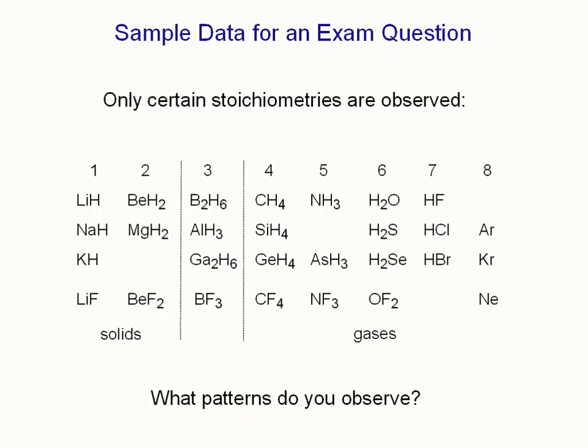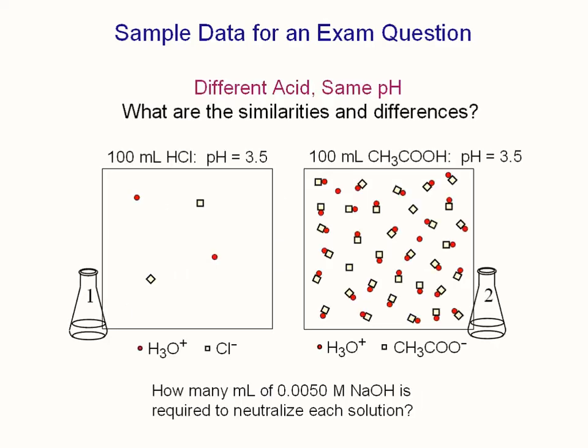Here's one where I have two solutions, 100 milliliters of each. They're both acids. They are both pH 3.5. But boy, do they look really different. So if I put a piece of metal in them, is it going to react differently? They're both 3.5.